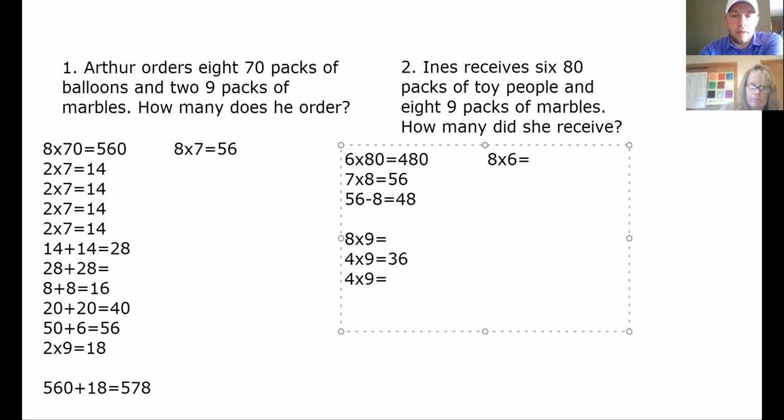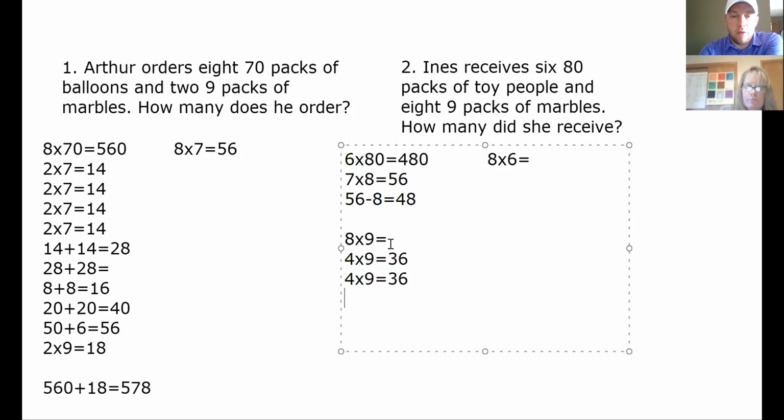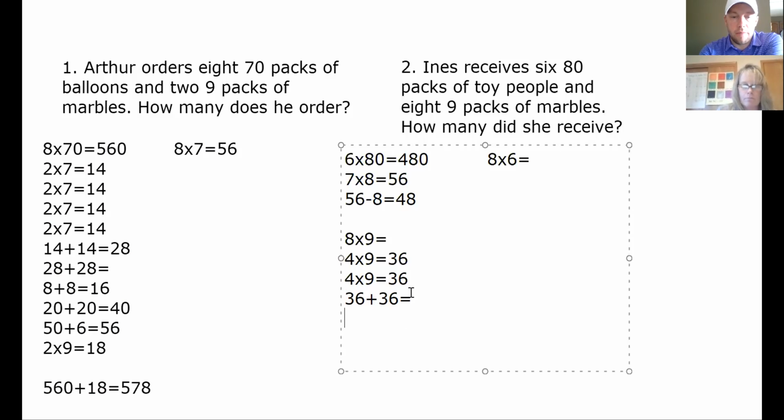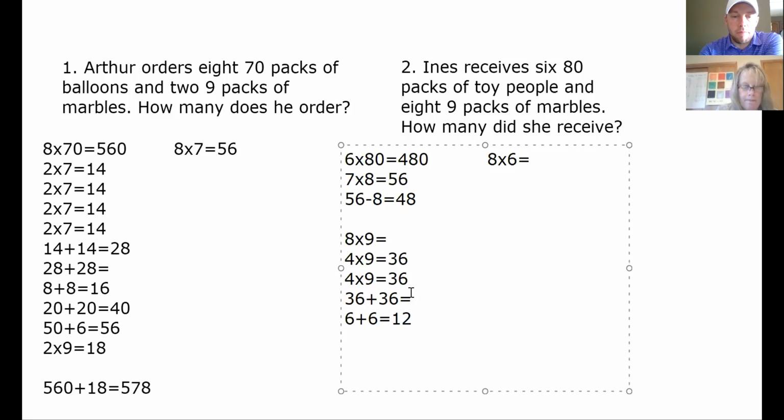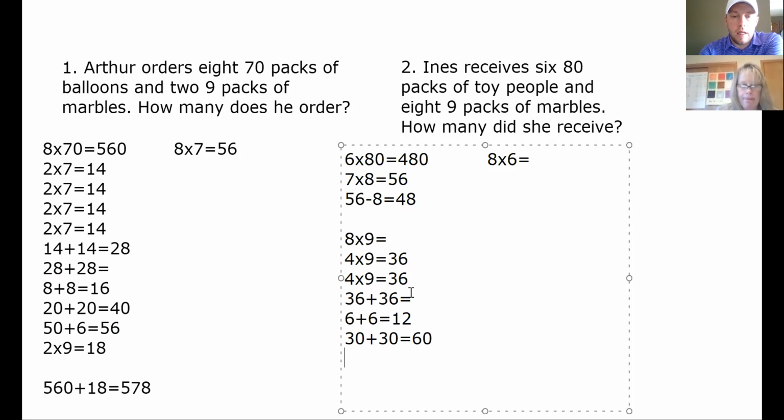So I have 36 and 36 here. When I put those two together, I know 6 plus 6 is 12. And my 3 tens plus 3 tens, or 30 plus 30, equals 60. So I'll end up having 60 plus 12. And that would give me 72. So that tells me 8 times 9 equals 72.